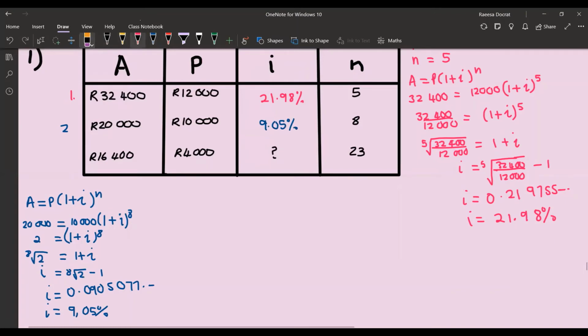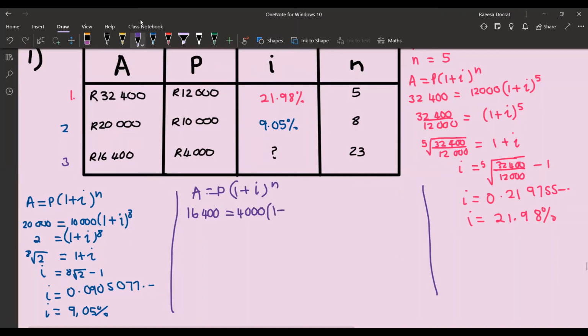Okay, I hope that you guys are pausing the video to attempt this by yourself before doing it together. So then let us look at the third one. We have A is equal to P(1 plus I) to the power of N. Our A is 16,400. Our P, our original amount invested, is 4,000, and our number of years is 23. So once again, we divide both sides by 4,000, and we get, simplifying it, 41 over 10 is equal to (1 plus I) to the power of 23.